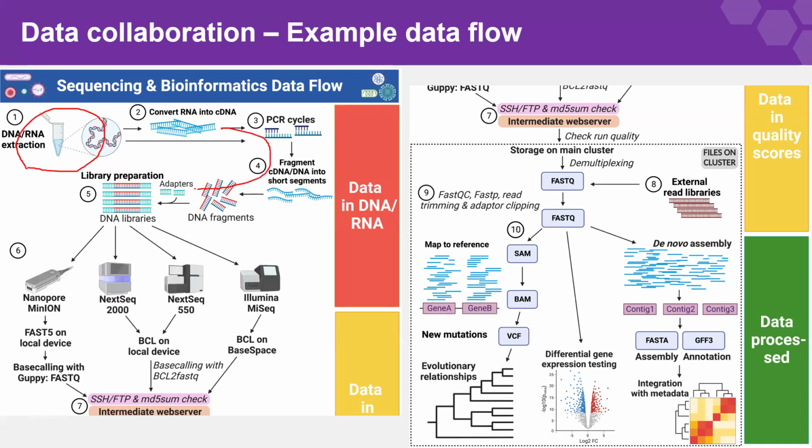We do library preparation to create libraries that are then sequenced using different machines depending on what our purpose is. Those create initially different files that are converted into files that are transferred onto the intermediate server. And that creates a FASTQ file then on our cluster where we have a 3-2-1 backup system.